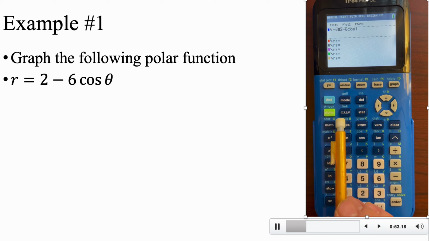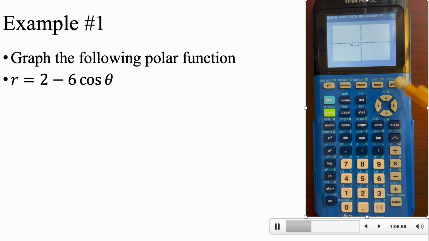And this button right here, see how it says x, comma, t, comma, theta, comma, n? That accounts for all 4 modes. So the third mode, polar, is the theta button. So when we press that, there's our theta. And if we graph that, it gives us our curve.